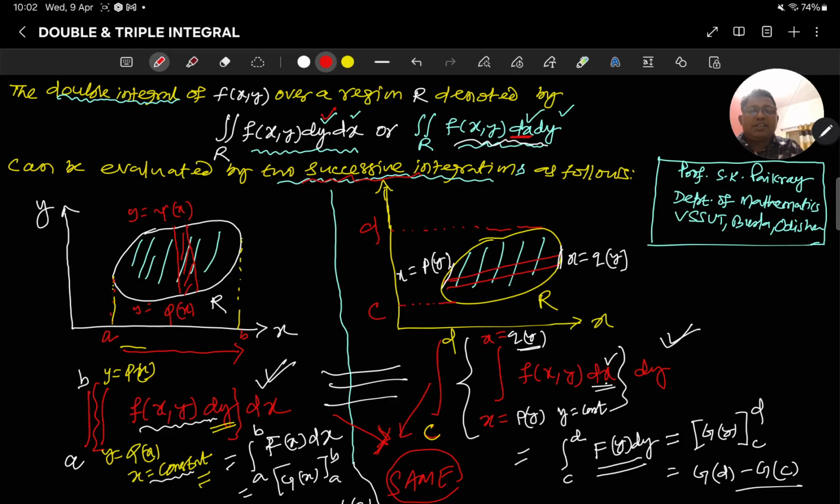In each case the integral will give you the same result. So we have to decide whether we will take the vertical strip or the horizontal strip by looking at the diagram, for an easy interpretation.